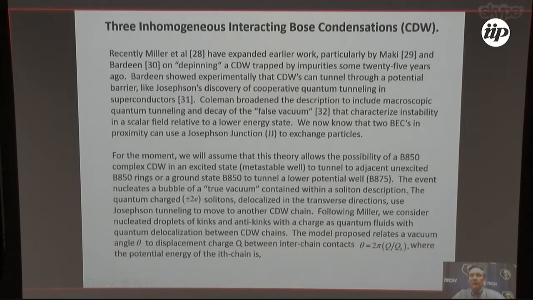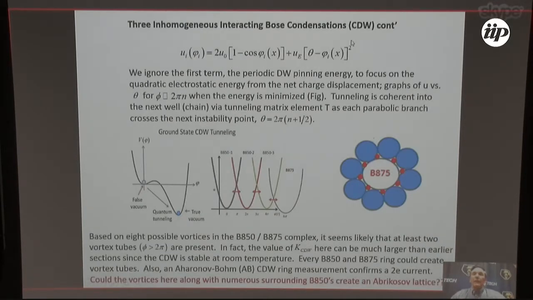They have a true vacuum with a soliton description and plus or minus 2E solitons. You have to create these in pairs, delocalized in the transverse direction. And basically, you end up nucleating kinks and anti-kinks with charges as quantum fluids delocalized between the chains. So the idea is you have the angle to displace this, and where the potential energy, the ith energy of the ith chain is. And this is what you end up with.